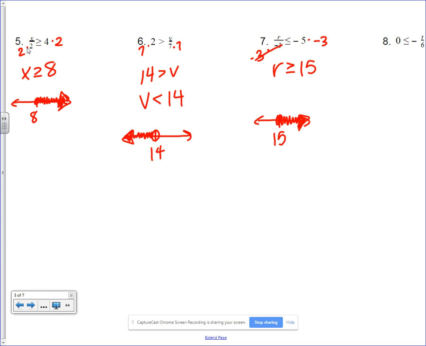Number 8. This time I've got to multiply by a -6. That's again multiplying by a negative, so I flip my symbol over. Now please notice that variable does not come first. So I have to flip it again, and it looks like that. 0 on the number line with a closed circle, less than means we're going to shade to the left.